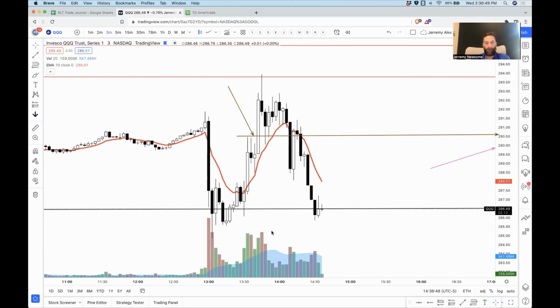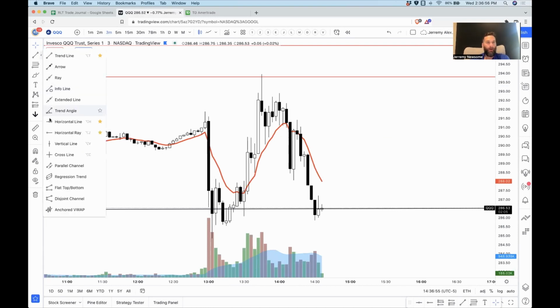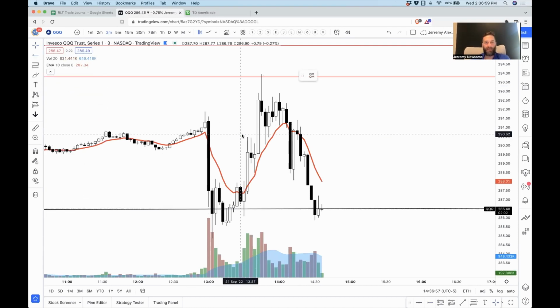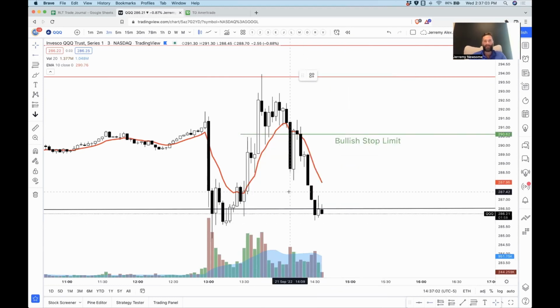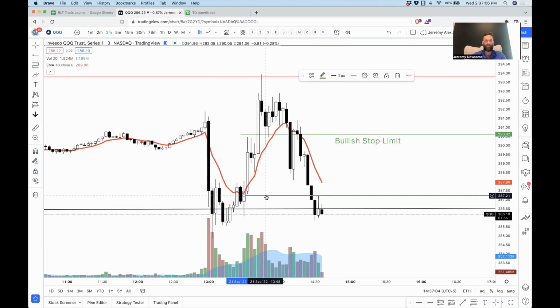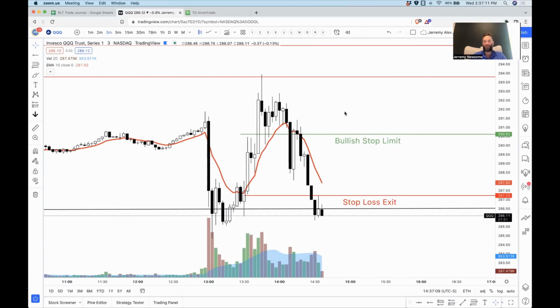Next question. If you're doing it with shares or options, let's just go with shares for right now. If you're trading with shares with a $2,000 risk unit, how many shares would you be buying? Entry at 290.62 with a stop at 287.23. Go. $2,000 risk. How many shares you buying?